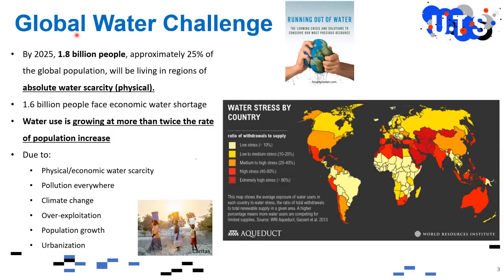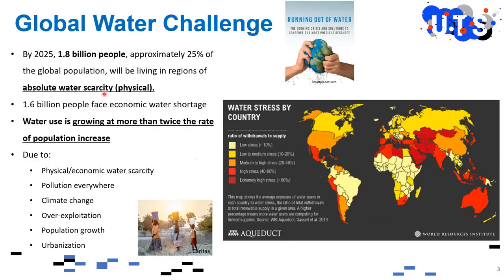As we all know, water is one of the most precious resources we have on Earth. But at the present time, water scarcity is also one of the most pressing issues we are facing right now. By the estimate of the United Nations, in the year 2025, almost 2 billion people, or approximately 1/4 of the global population, will be experiencing absolute water scarcity or physical water scarcity.